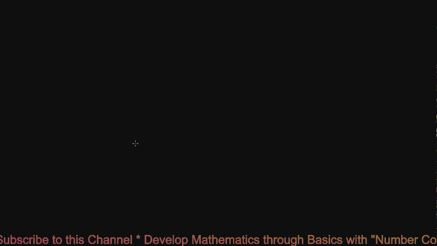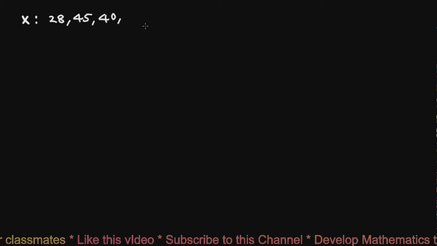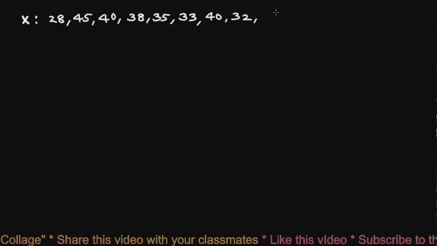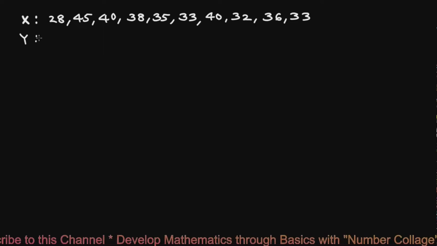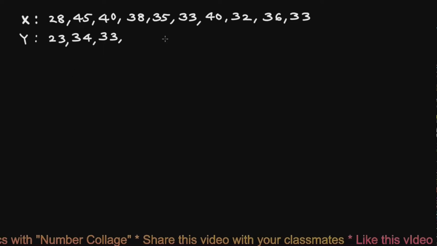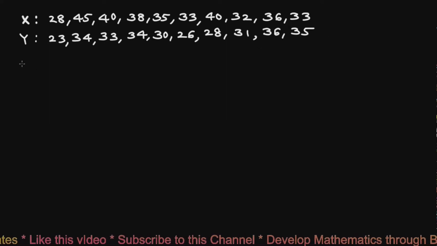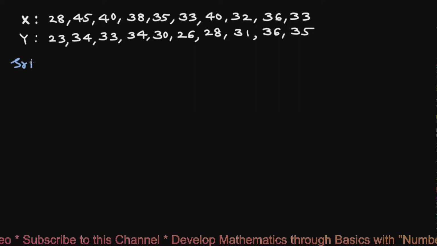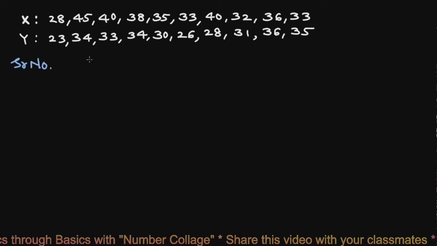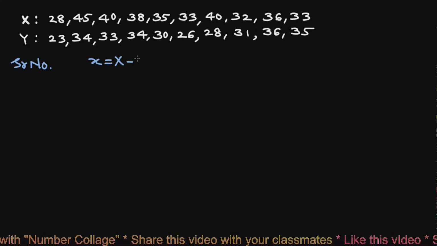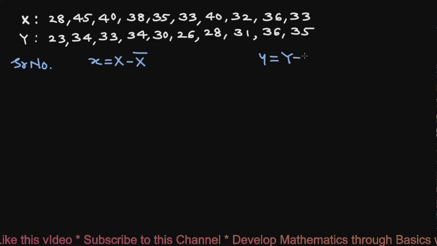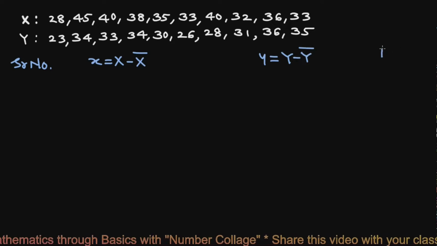In the next problem, we will calculate Karl Pearson's coefficient of correlation r for the bivariate data given as the values of x: 28, 45, 40, 38, 35, 33, 36, 33, and the corresponding values of y are 23, 34, 33, 34, 30, 26, 28, 31, 36, 35. We will prepare a table in which the first column is serial number from 1 to 10, then the value of x, that will be x minus x bar, and the value of y will be y minus y bar, and finally product of x and y.